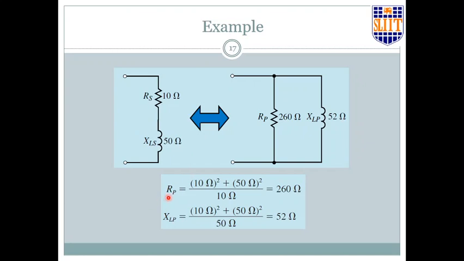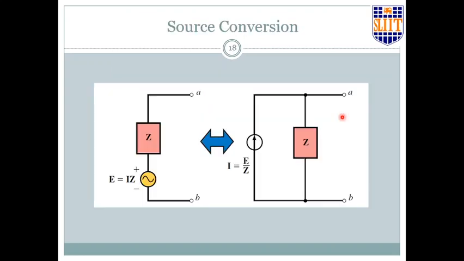So parallel resistance is given by this squared plus this squared divided by this, so it's 260. And parallel inductance is again this squared plus this squared divided by 50, so it becomes 52 ohms. So 260 ohms, 52 ohms. So this is how you convert a series connected reactance and a resistance to a parallel connected resistance and a reactance. Then the source conversion, same relationship.